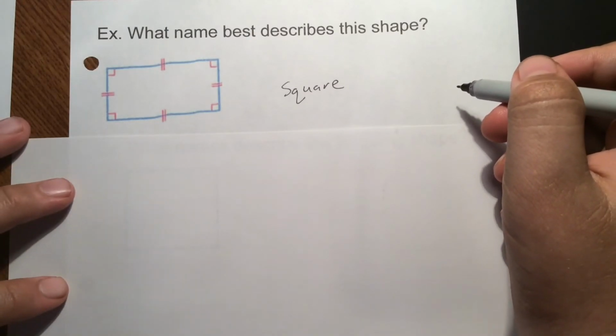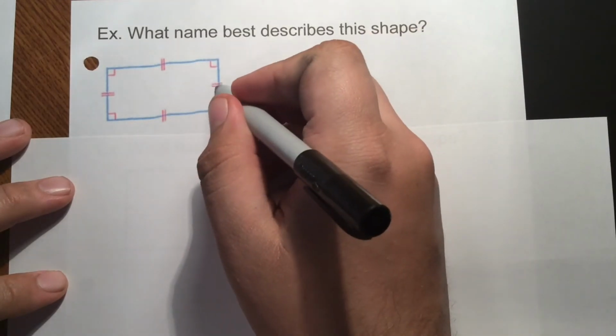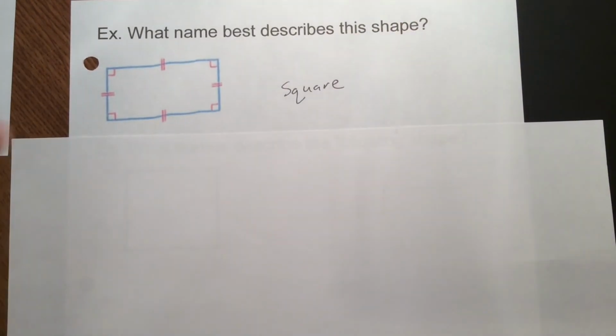And if you looked at the filled out notes, it would say rectangle. That is wrong. Because it has the 2, the 2, the 2, all four sides are the same. Even though it looks like a rectangle, it is a square.